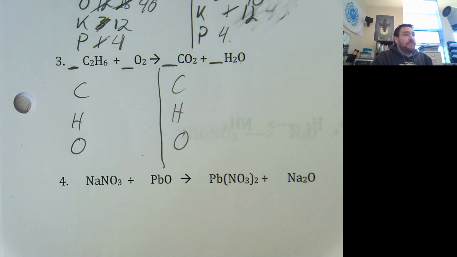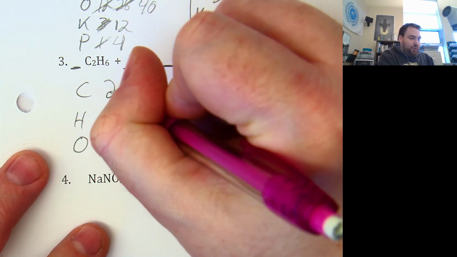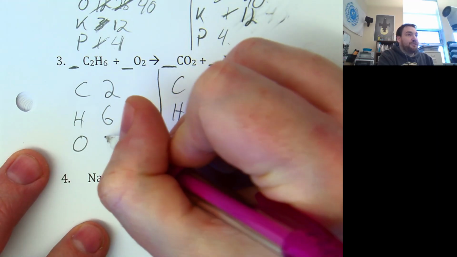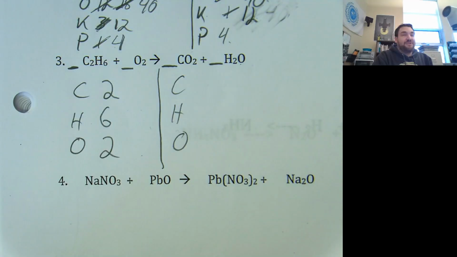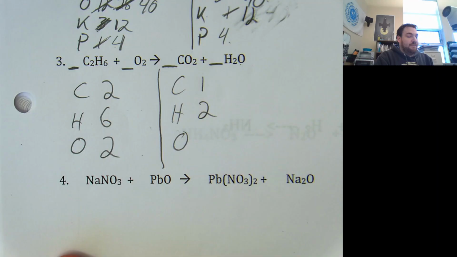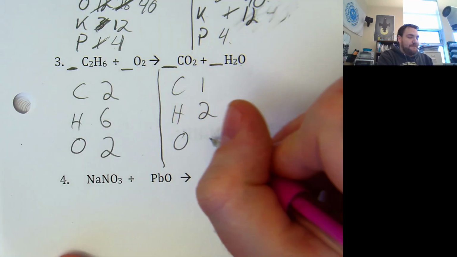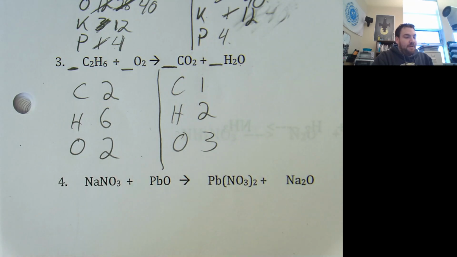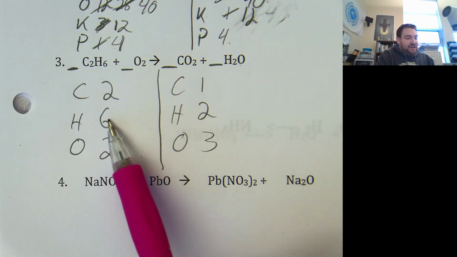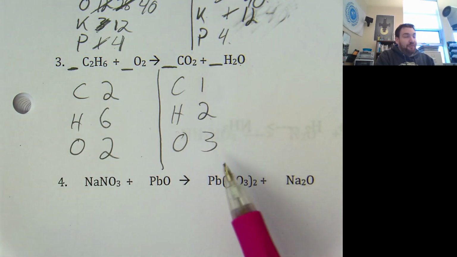And now we count. How many carbons, hydrogens, and oxygens are there on the left-hand side? Oh, sorry, I'll slow down. 2, 6, 2. Yes. There are 2. There are 6. And there are 2. So the left-hand side, there's 2 carbons, 6 hydrogen, 2 oxygen. On the right-hand side, there's 1, 2, and 3.